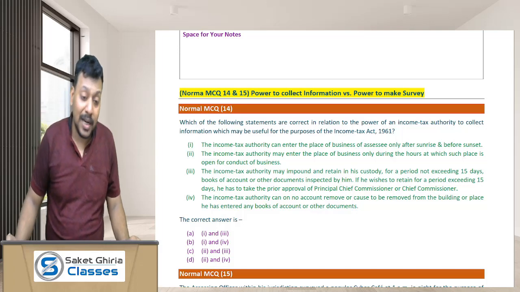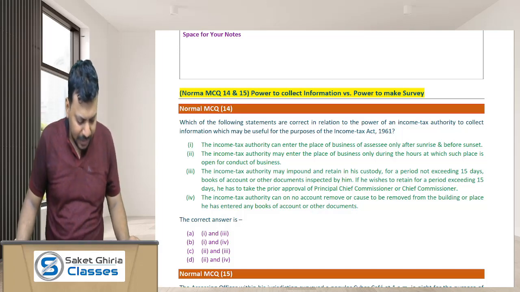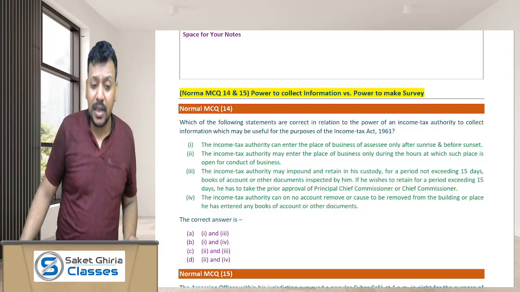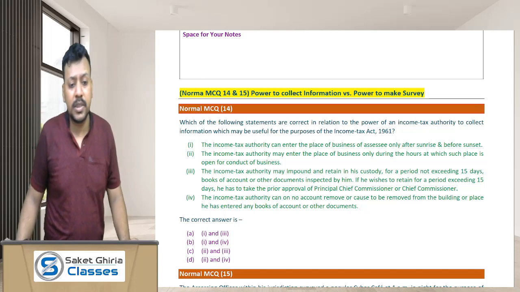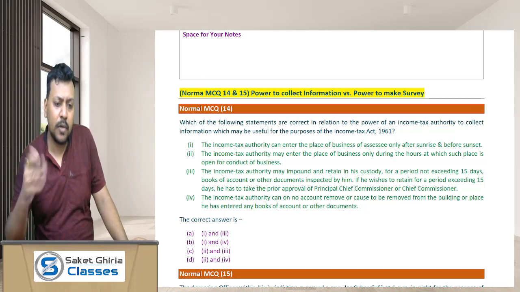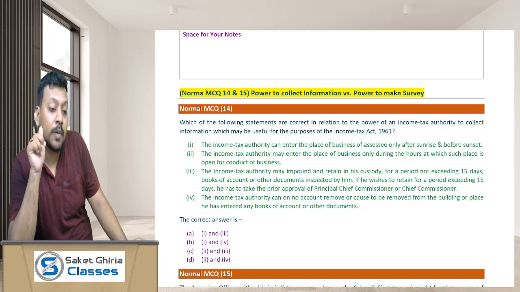Okay, power to collect information. Dear friends, under section 133B of Income Tax Act, the income tax authorities can collect certain information from you which is relevant or useful for the purpose of Income Tax Act. So if they want to collect certain information, they can enter into your premises during which your premises is kept open for business.